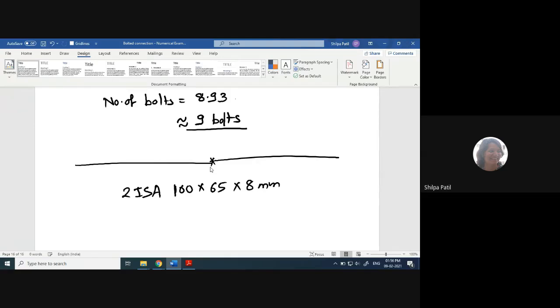In the earlier problem we used only a single angle section. Now we are using double angle sections. Design a bolted connection for 2 ISA 100 by 65 by 8 mm subjected to a compressive force of P equal to 250 kilonewton.